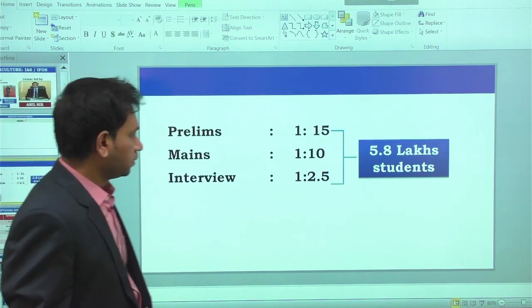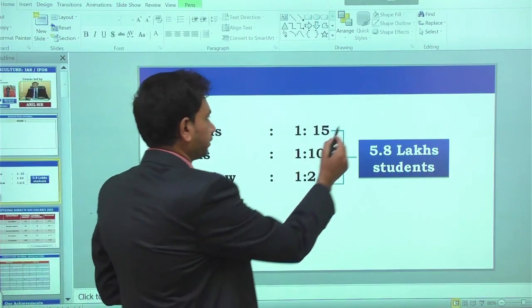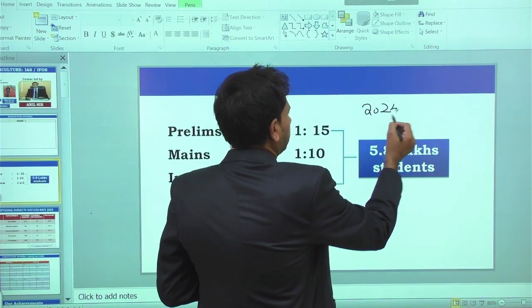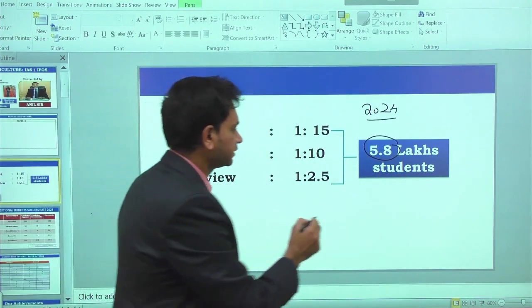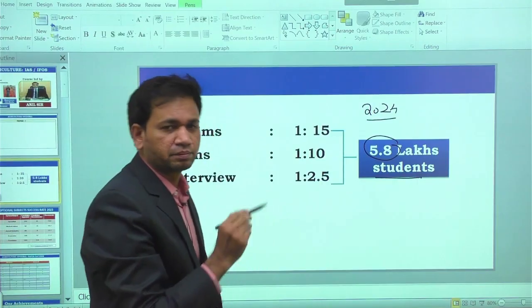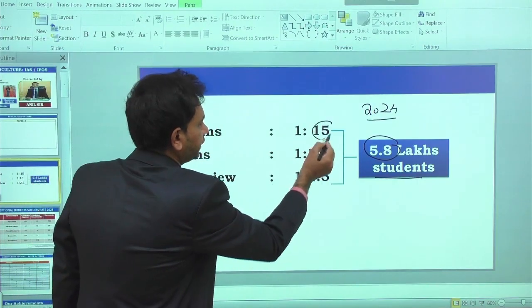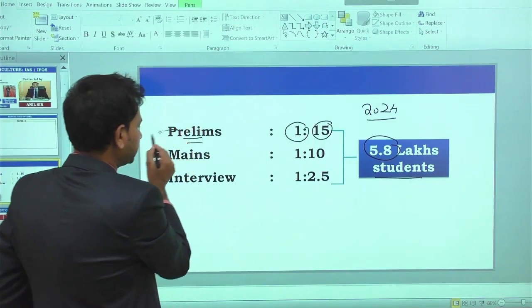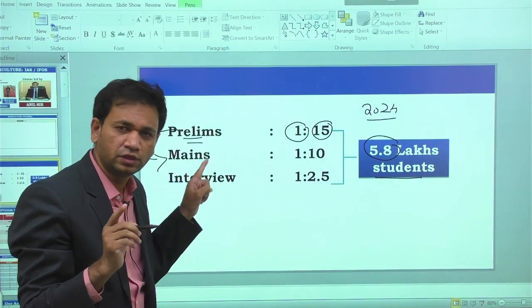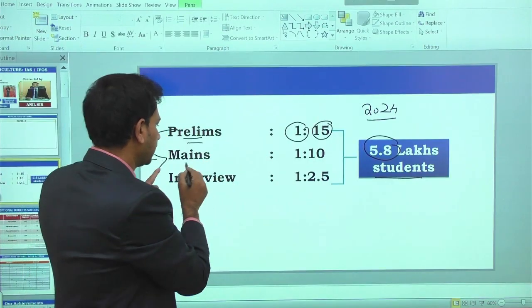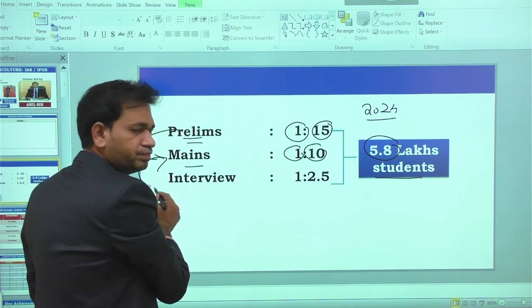Before going to the subject matter, we have some basic statistics. In 2024, approximately 5.68 lakh people appeared in the preliminary examination. In the prelims, we have a selection ratio: for every 15 students, one student is taken from the prelims into mains. Again, in the case of mains, for every 10 students, one student is taken from the mains into the interview.